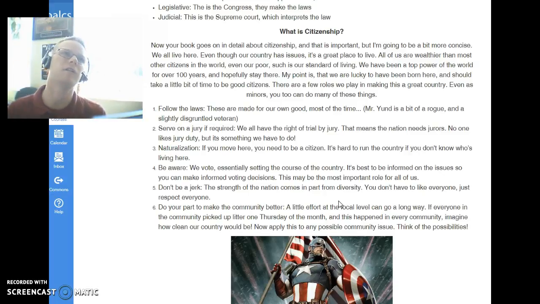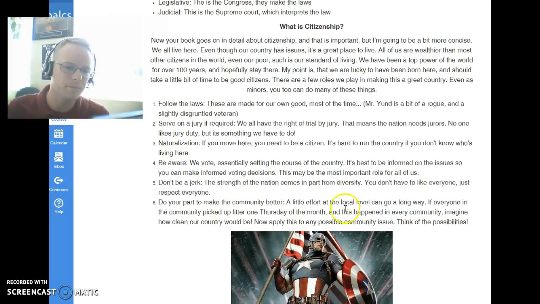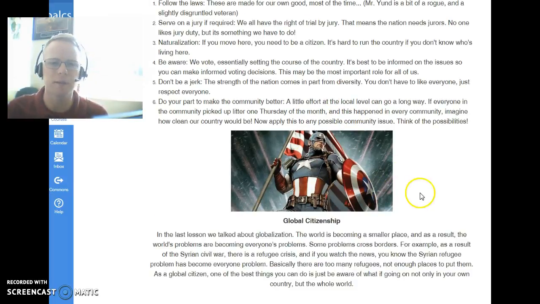Just imagine if every local municipality, every other Thursday of the month, everyone got out and picked up litter. The whole country would be sparkly clean. Now apply that to every issue we have. The country would be a lot better place if everyone did a little bit to help out. There's my soapbox speech, Captain America.